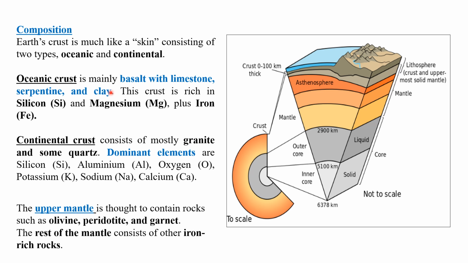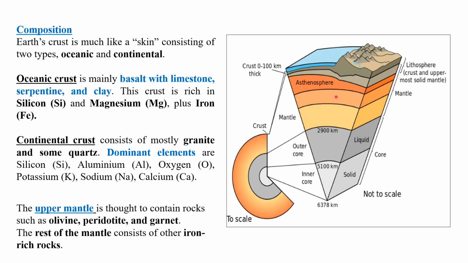Now we can see the various composition of the earth, right? Earth's crust is much like a skin consisting of two types, oceanic and continental. Oceanic crust normally consists of basalt with limestone, serpentine and clay. This crust is rich in silicon, magnesium plus iron. Whereas continental crust consists of mostly granite and some quartz. Dominant elements are silicon, aluminium, oxygen, potassium, sodium, and calcium.